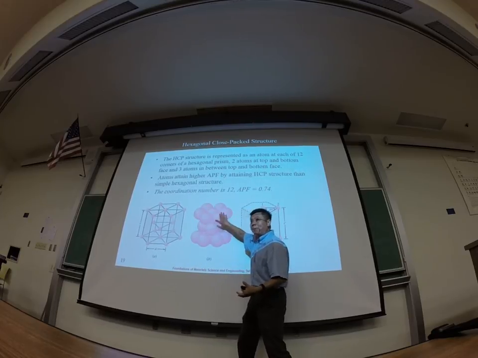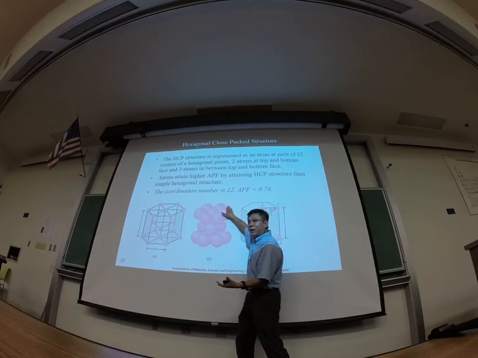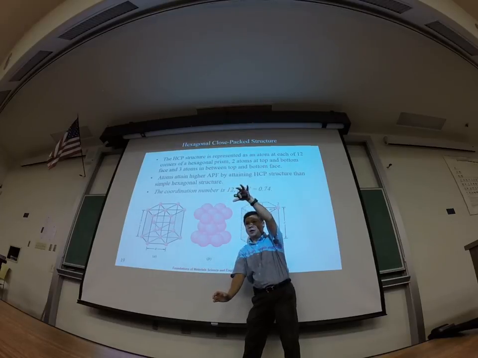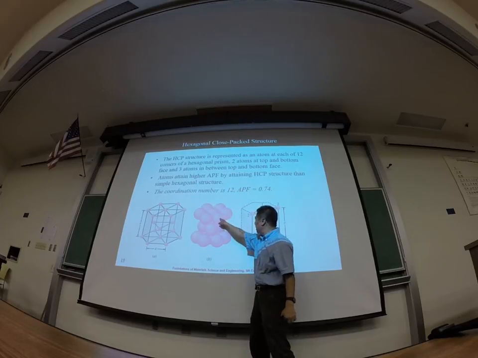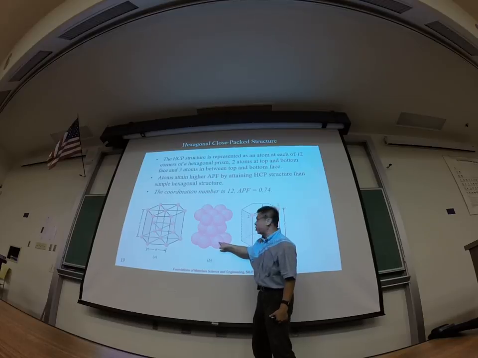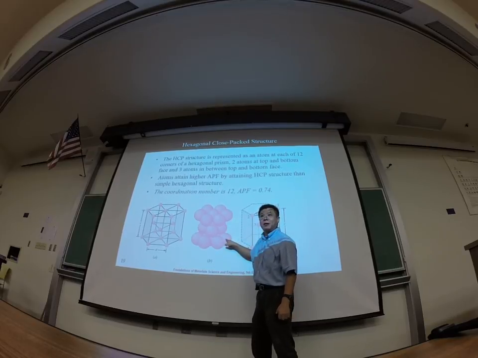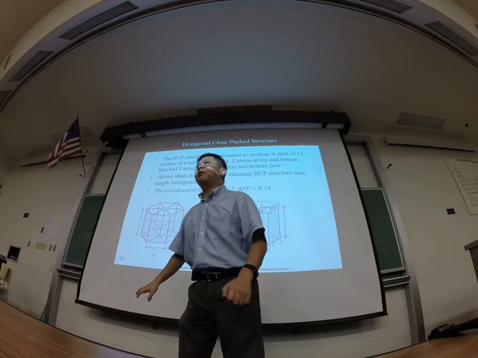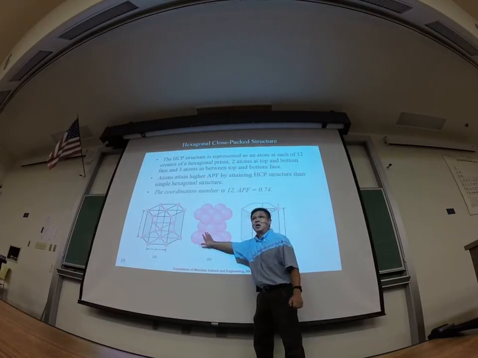This layer, the position of the spheres on the top layer and on the bottom layer, are exactly equal to each other. Okay, they're exactly the same location. This one corresponds to this one, and this one corresponding to that. Okay, so that's another way of representing the hexagonal structure.